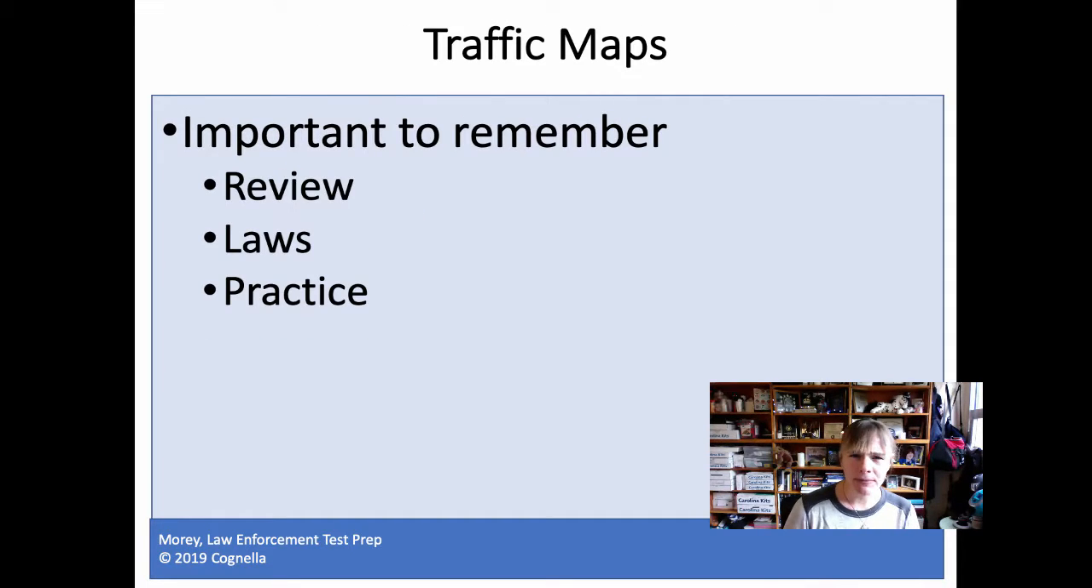All right, traffic maps. It's important to remember to review the traffic laws, know basic things. You have to stop. You can't go the wrong way on a one-way street. Basic stuff. And practice them. Practice reading maps.